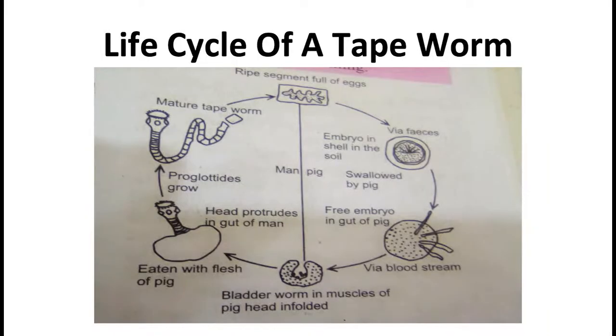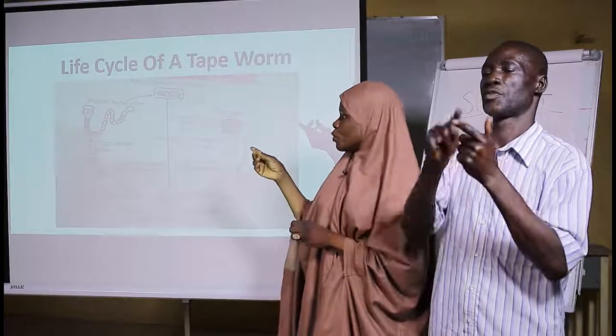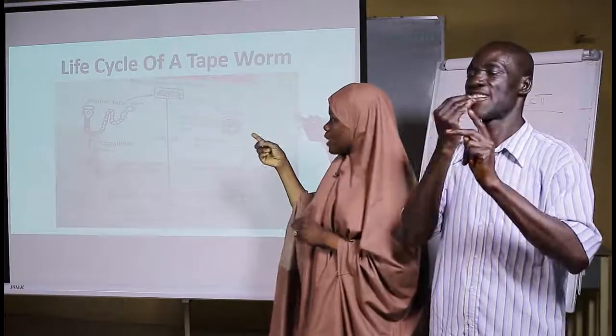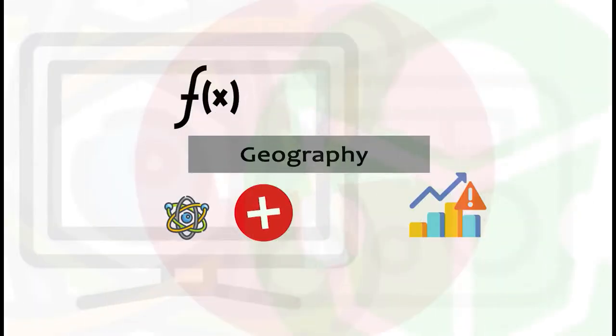And it now develops and grows. The proglottid now grows and becomes matured. When it is consumed by man, it now grows in the human and becomes the matured tapeworm. That is the life cycle of a tapeworm.